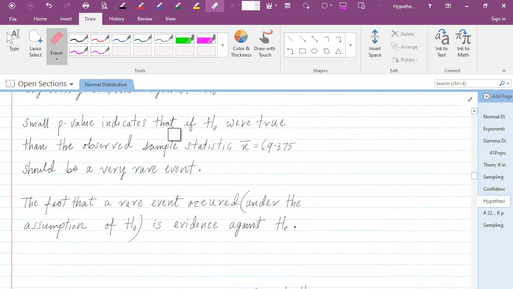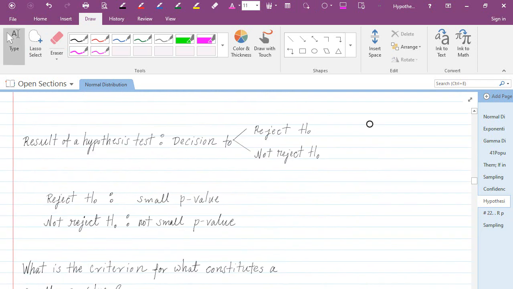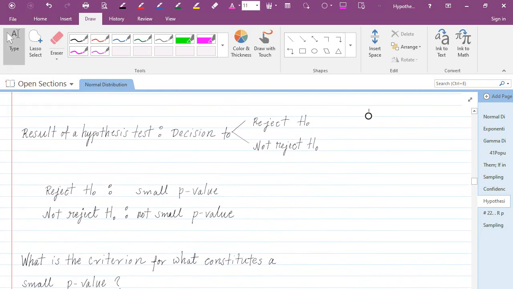A small p-value indicates that if the null hypothesis were true, then the observed sample statistic should be a very rare event. The fact that a rare event has occurred under the assumption of the null hypothesis is evidence against the null hypothesis. Okay, so the result of a hypothesis test is a decision to either reject the null hypothesis or not reject the null hypothesis.